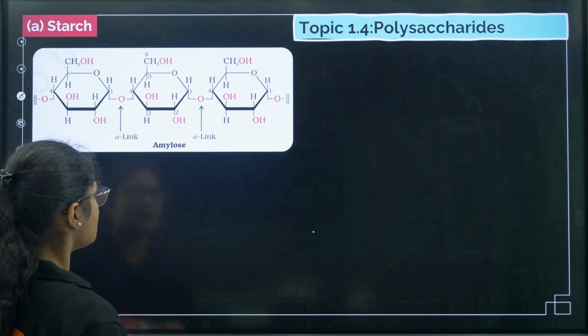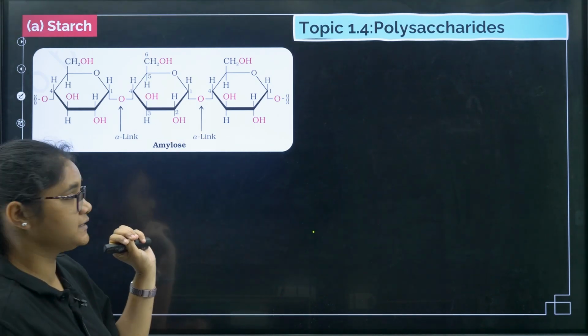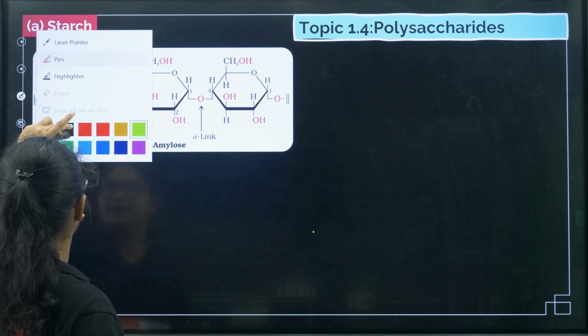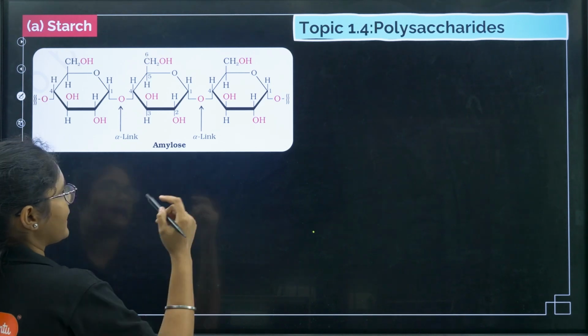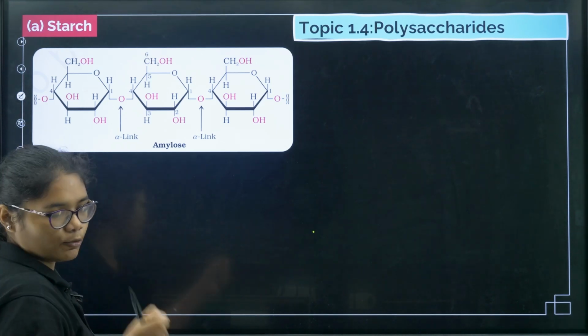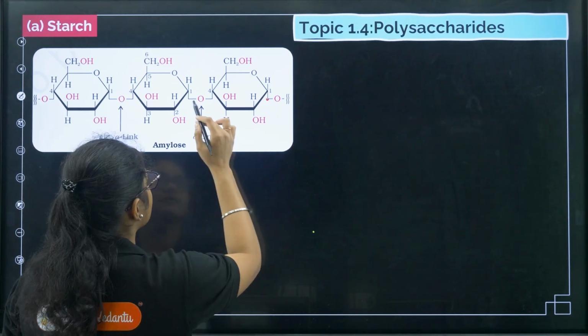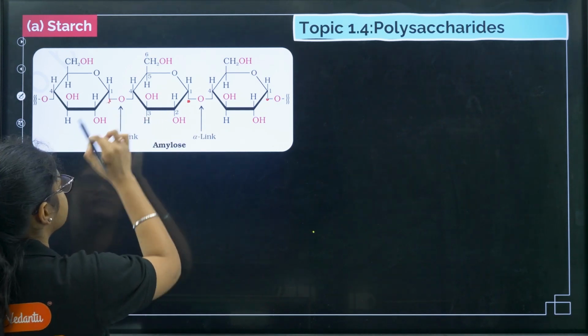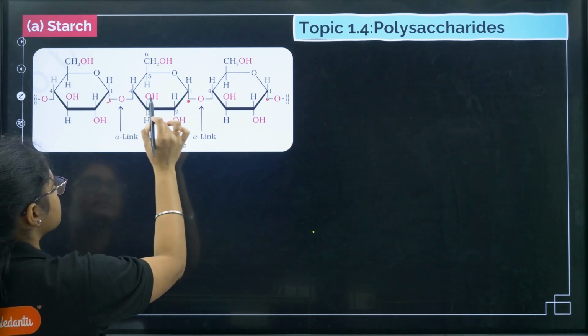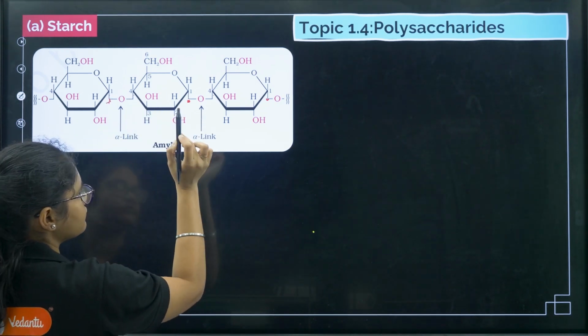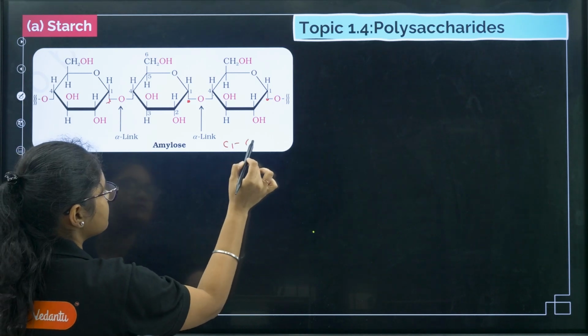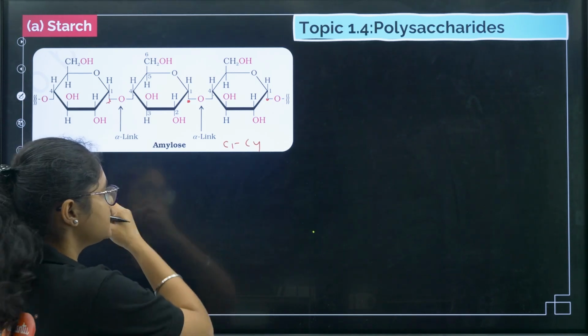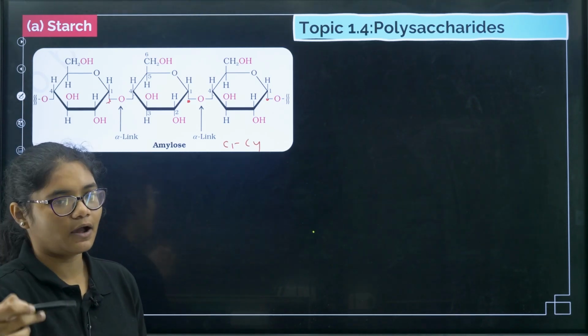This is amylose, a straight chain of alpha D glucose. How can I say these are alpha D glucose? Alpha means OH will be at the bottom. Here OH is present, here OH is present, here OH is present. This is C1, this is C4, this is C1, this is C4. So there is a C1 C4 linkage, and this forms a straight chain. And this is your amylose.